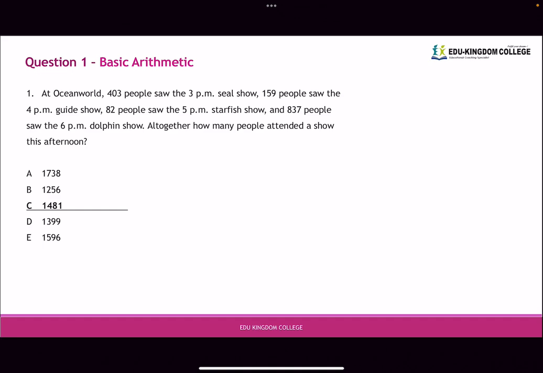Now, question 1. We're just adding things here. I'm going to do these in size order: 837 plus 403 plus 159 plus 82. I'm just going to add them all together in one go. If you're not confident with adding them all in one go, you can add them one at a time, but adding them all in one go would be much faster. So 2 plus 3 is 5, plus 5 is 10, plus 8 is 18. 8 plus 1 is 9, plus 4 is 13, plus 1 is 14. So 1481 should be your final answer.